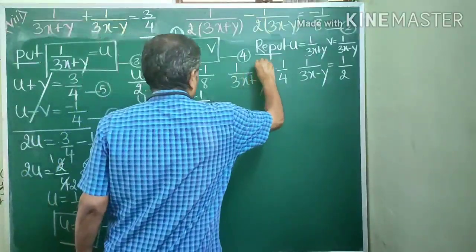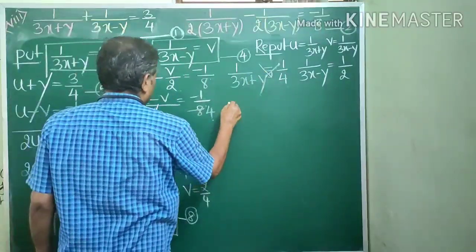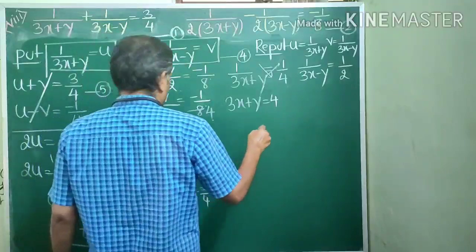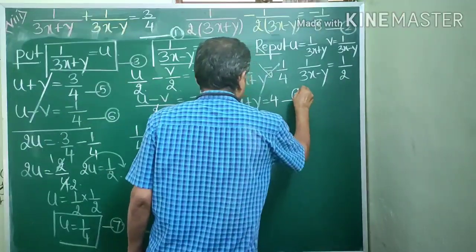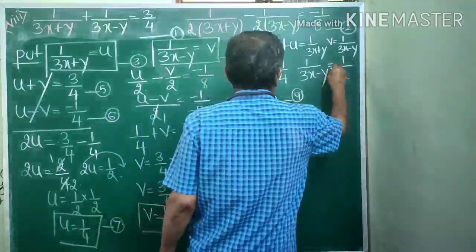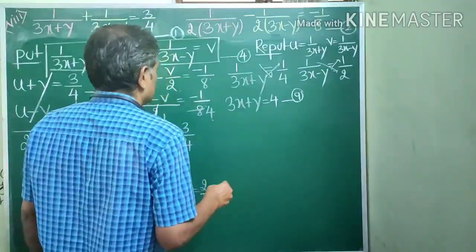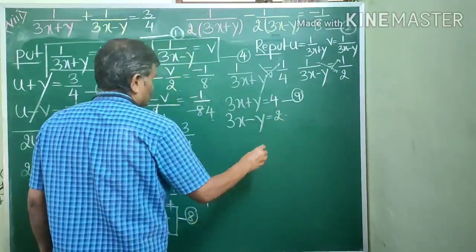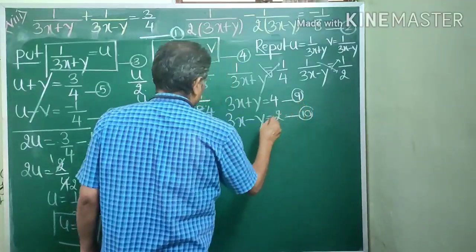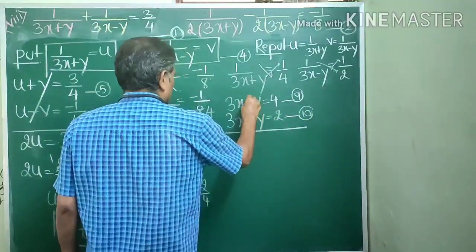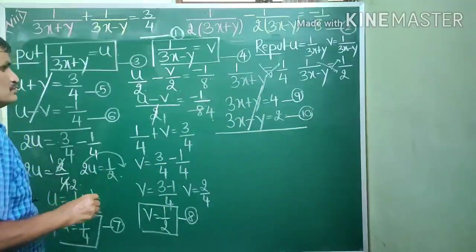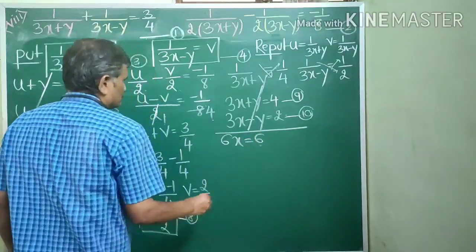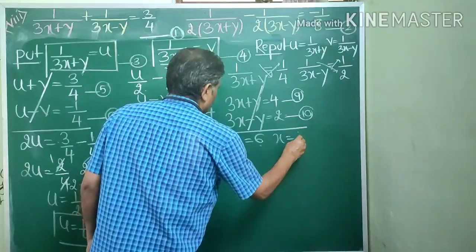Now if I cross multiply, then 3x plus y is equal to 4. This I would like to call equation number 9. And here if I cross multiply, then I'll get 3x minus y is equal to 2. This I'll call equation number 10. If I further simplify, plus y and minus y directly get cancelled here. So 3x plus 3x is 6x is equal to 6. So x is equal to 1.